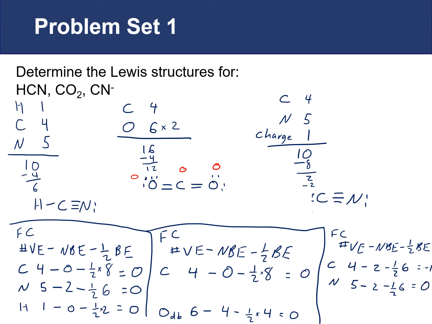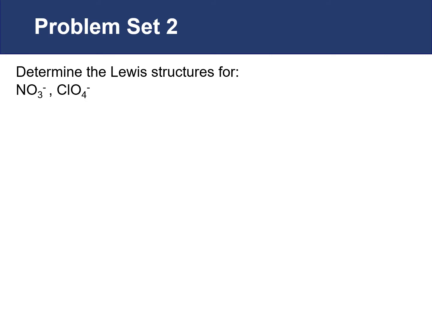So our correct structure for CN minus would be this here, and the carbon is what would hold the -1 formal charge. We do that so that we can have the filled octet on the carbon. Let's look at a couple more examples.